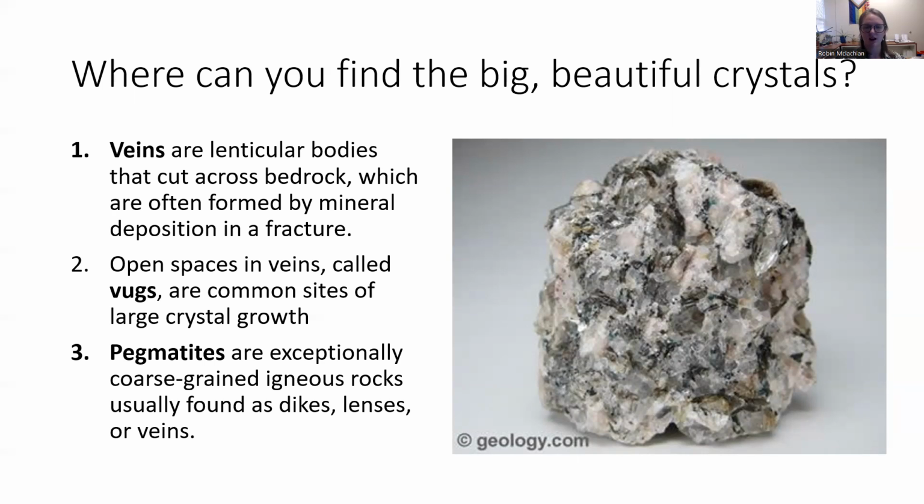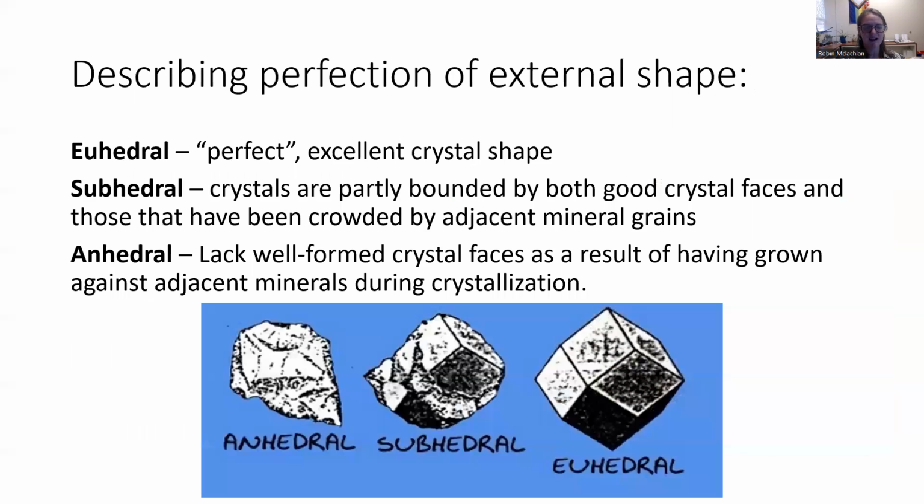So notice we've been talking a lot about the natural crystal shape, if that crystal is able to form the shape that it really wants to form. So we need to somehow talk about, well, what do we call a crystal that's in its right shape? And what do we call a crystal that really didn't have room to grow?